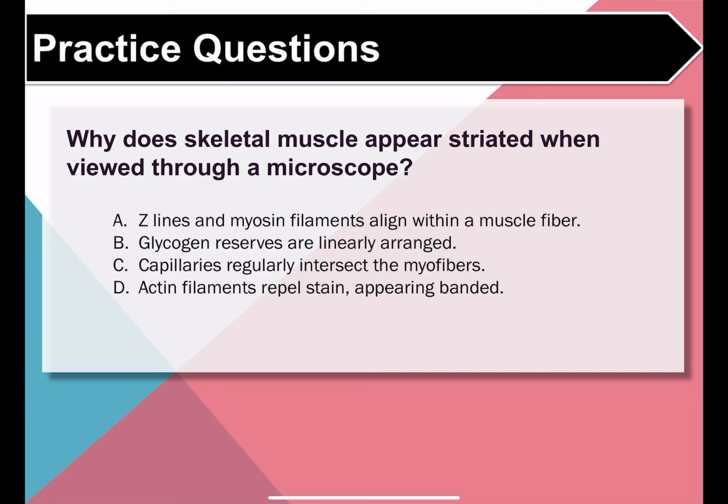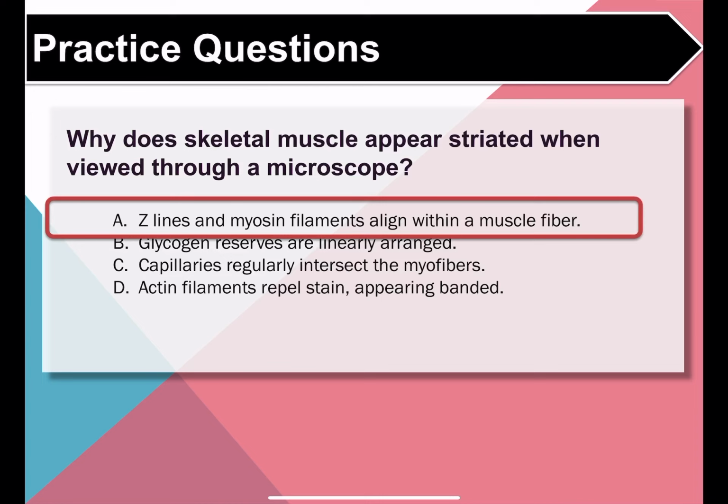Why does skeletal muscle appear striated when viewed through a microscope? We talked about this immensely. So Z-lines and myosin filaments align within muscle fiber. So myosin filaments are those dark areas, and then actin filaments are the thin areas. Because of the protein structure, that's why they appear dark and light. Okay, myosin are thicker and bigger, whereas actin are thinner. Okay, nothing to do with staining.